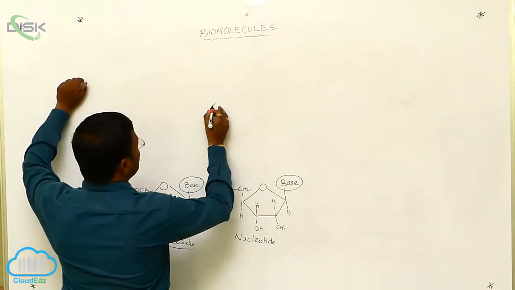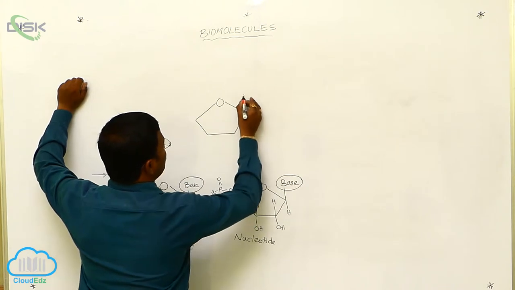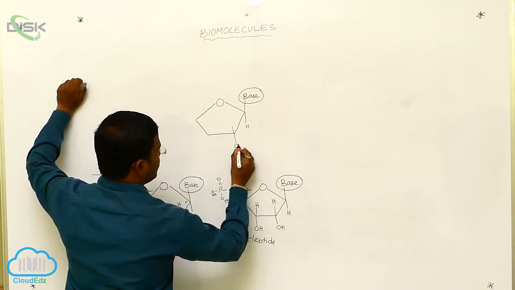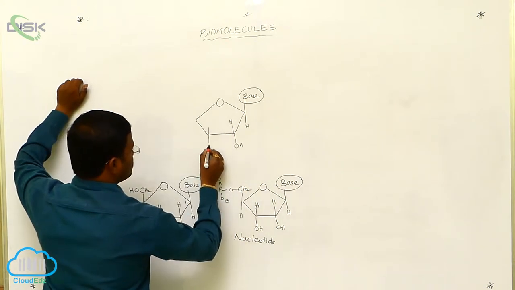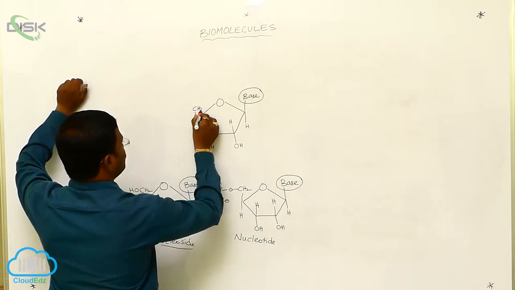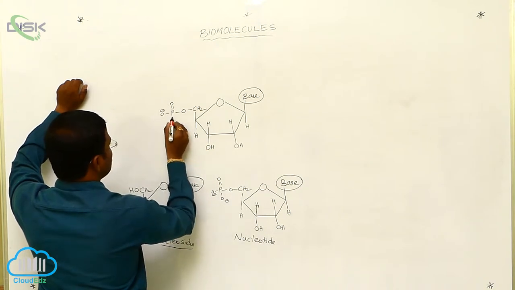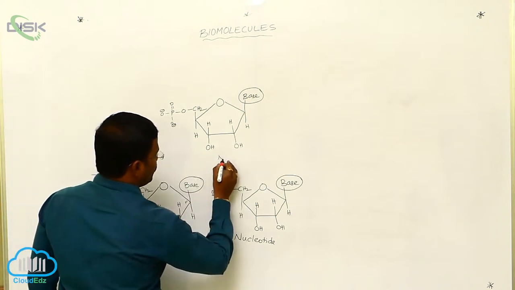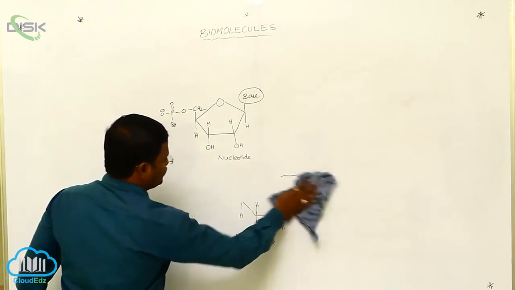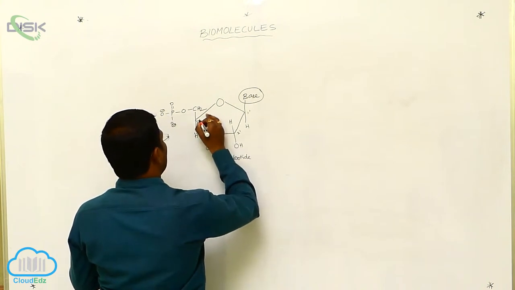Here I want to consider one carbohydrate, O. This is the first position, the C1 position, connected with nitrogen bases, whereas here is OH, H, here is OH, H, here is H, CH2, O, P double bond O, O minus, O minus. So this is one nucleotide. Now in this nucleotide, this is 1', 2', 3', 4', 5'.